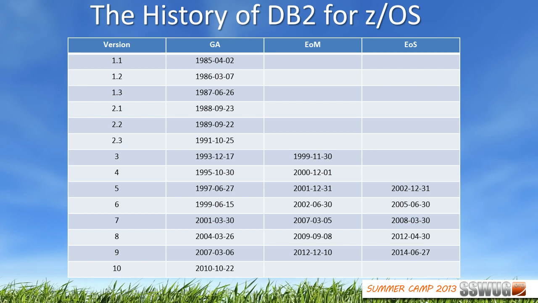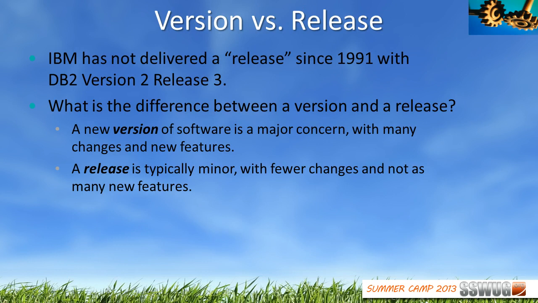But then also, what's the difference between a version and a release? Basically, not just with DBMS software, but any system software delivered by vendors, a version is a major concern, and it has a lot of changes and a lot of new features, whereas a release is going to be more minor. Fewer changes, not as many new features. So it's all based on the amount of change that gets introduced into the product. The more change, the more likelihood that it's a version instead of a release.